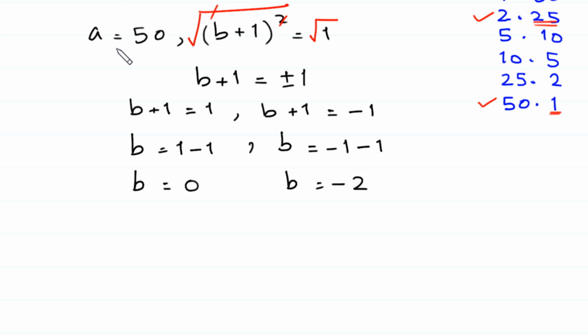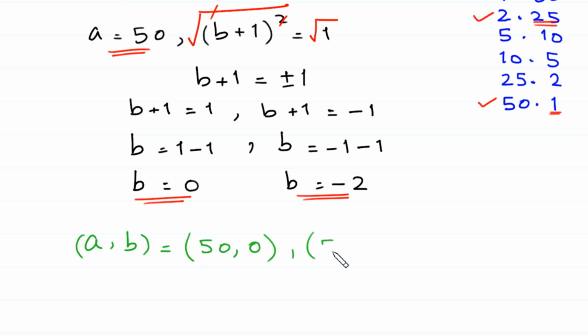So in this case we have the value of a 50 and the value of b 0, and from here value of b negative 2. So from here values of a and b are 50 and 0 and 50 and negative 2. The values of a plus b is equal to 50 plus 0, 50, and 50 minus 2, 48. Now we solve the second case, 2 times 25.